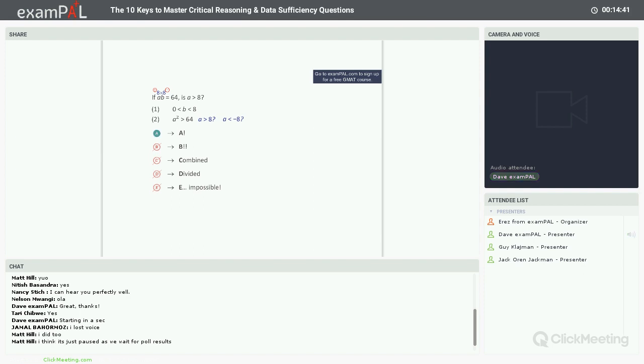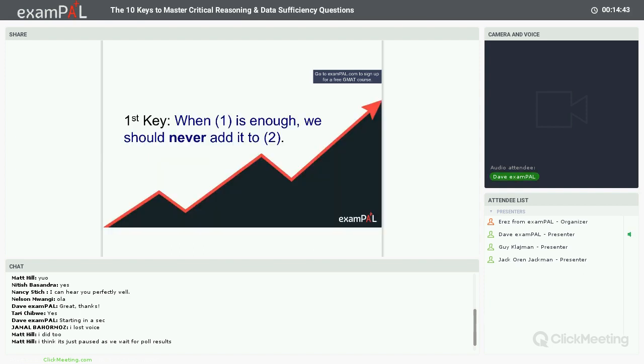And there we have it. A is our answer. And this brings us to key number 1. When 1 is enough, we should never add it to 2. And this is why I said masking tape would be useful, at least to me, because for me, I know that if I could, I would block out statement number 1 entirely and look at statement 2 with fresh eyes. Now, this isn't very practical in the test. Some people, in fact, do use their hand and just kind of block things on the screen. It may be a bit confusing.